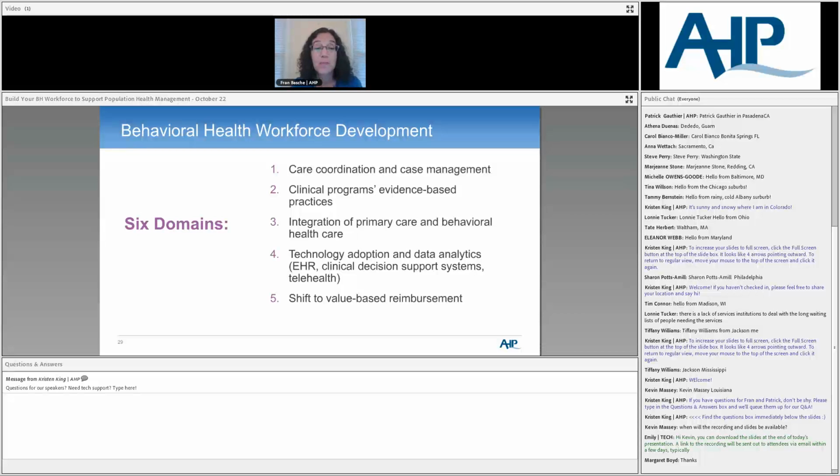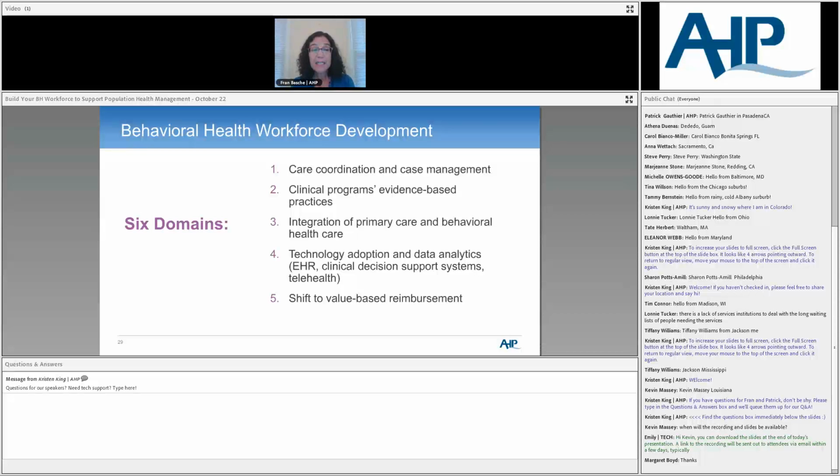The fifth domain is the shift to value-based reimbursement. As Patrick mentioned, value-based reimbursement is here to stay. It has shifted over the past 5 to 10 years from payment based on the volume of care provided to the value of care provided. And because value is a function of understanding the interplay between utilization, outcomes, quality, and cost, it requires staff who are much more savvy about large behavioral health data sets and how to understand them.